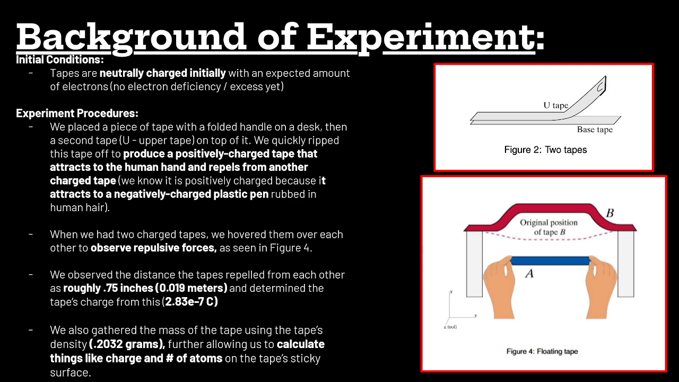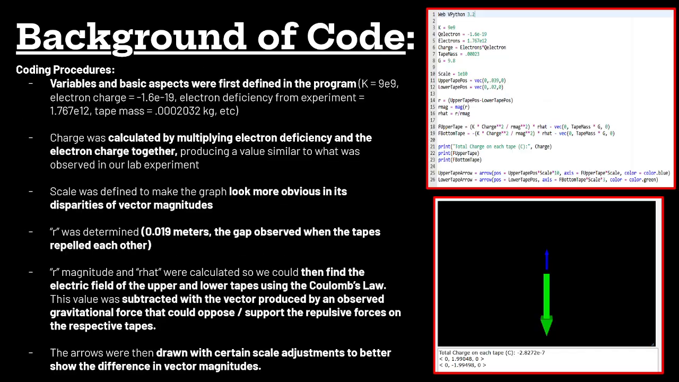Back in the experiment, tapes are initially neutrally charged. No electrons yet. We place a piece of tape with a folded handle on the desk and we rip two tapes off of it to produce positively charged tapes, and we know they're positively charged because they're attracted to negatively charged plastic pens that were rubbed in human hair. And we had two charged tapes. We hovered them over each other, as seen in figure 4, to observe repulsive forces. And we observed the distance between the repelled tapes as roughly 0.75 inches, and we could determine the tape's charge from this. We also gathered the mass of tape using the tape's density as 0.2032 grams, allowing us to calculate things like charge and number of atoms on the sticky surface.